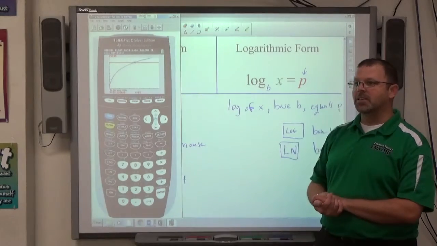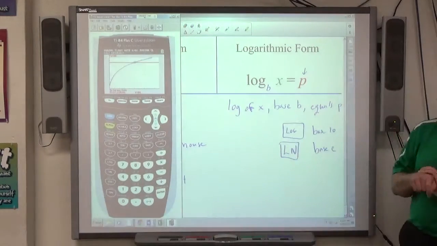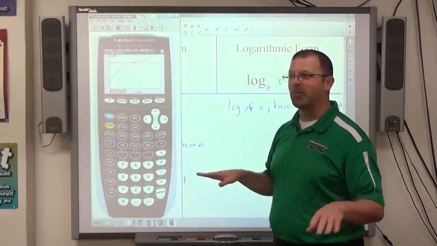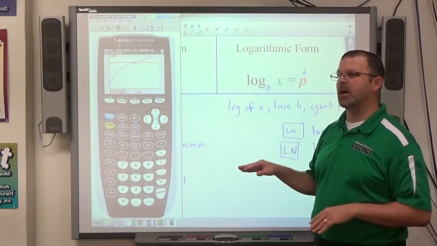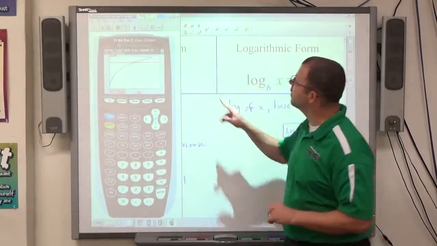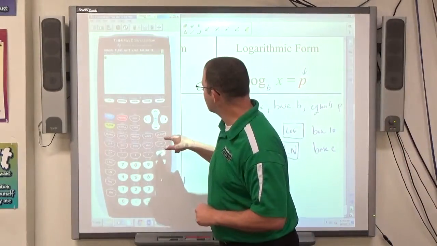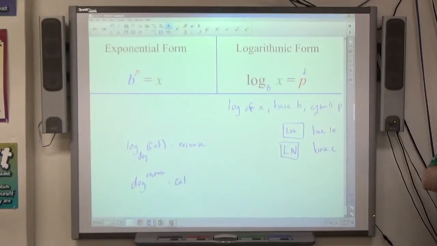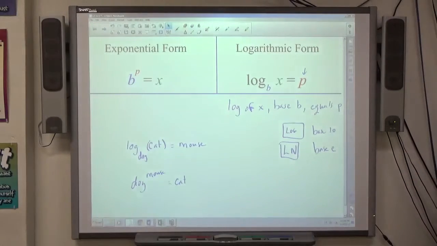But if you have log base anything else, your calculator, as of right now, can't do it. There might be a way to do it, I'll tell you later. But for right now, we'll pretend your calculator has no ability to do logarithms except for base e and base 10. There will be times when we might be able to monkey around with the bases a little bit and make them work. But for now, just believe that those are the only two bases your calculator can do.